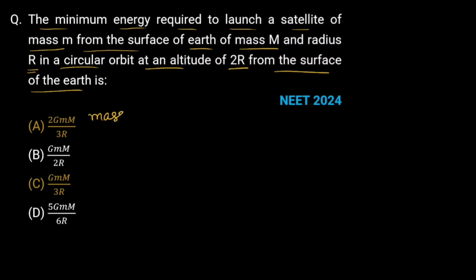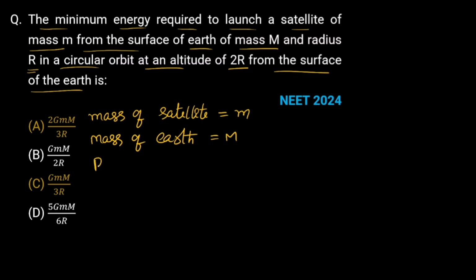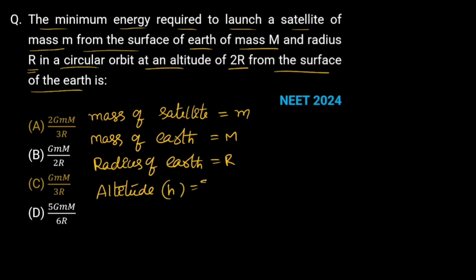Given that mass of satellite is small m, mass of the Earth is capital M, radius of Earth is capital R, and the satellite is sent to a circular orbit at an altitude h equal to 2R. Altitude h equal to 2R.